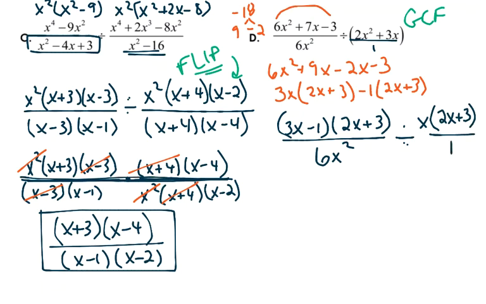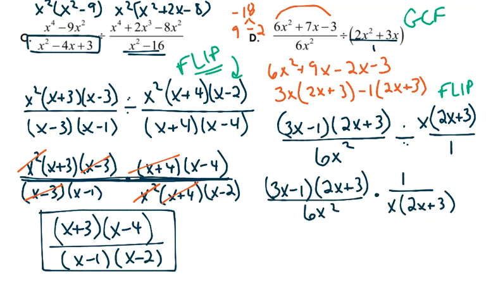Now you need to rewrite it where you flip this second fraction, the fraction after the division sign, and it's going to look like this. Now that we just have one fraction, I can go ahead and make it into one big fraction, just like that, and any common factors on top and bottom can cancel. So I definitely see that 2x plus 3, and that's about it. You're just going to write down the rest of it.